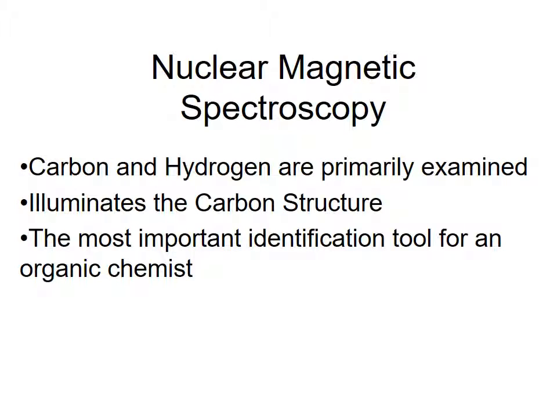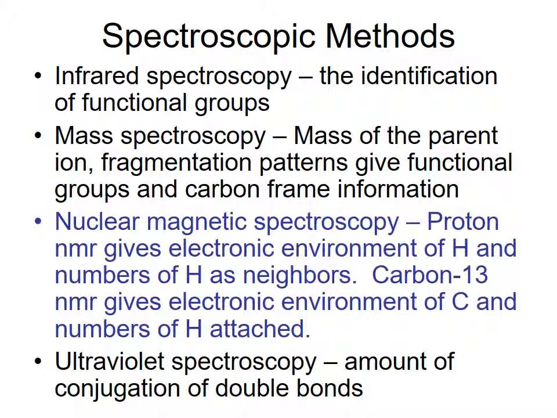Okay, we're going to look at nuclear magnetic resonance spectroscopy, and we're going to be looking at carbon and hydrogen and how they're put together. With NMR, we actually get to look at the carbon structure and look at how hydrogens are attached. This is the most important tool we have for figuring out what the structure is. We use IR and mass spec in combination with this, and then we become quite educated about what the structure of an unknown compound is.